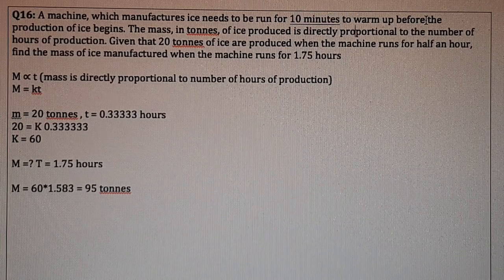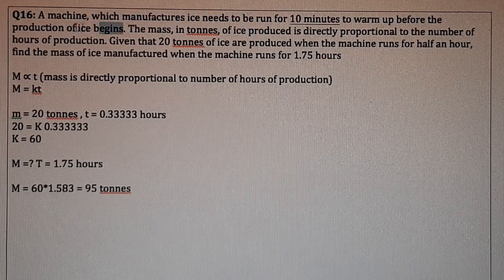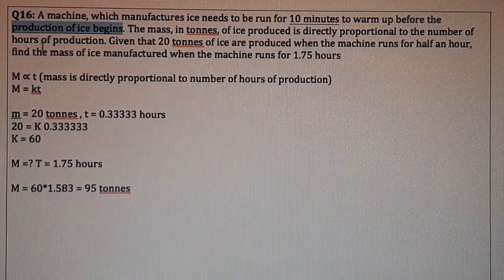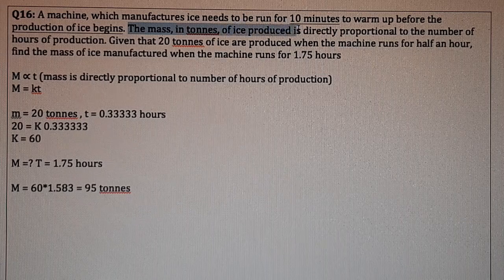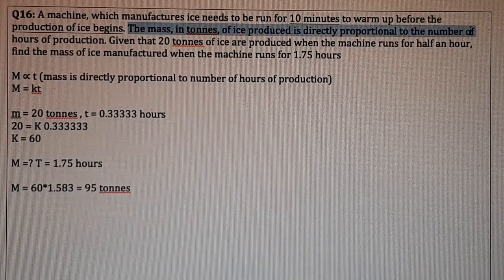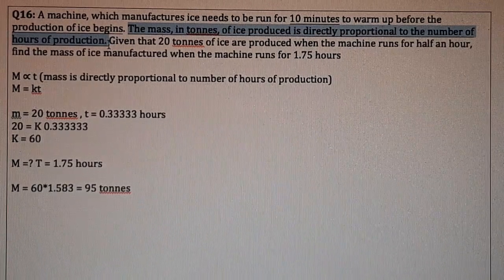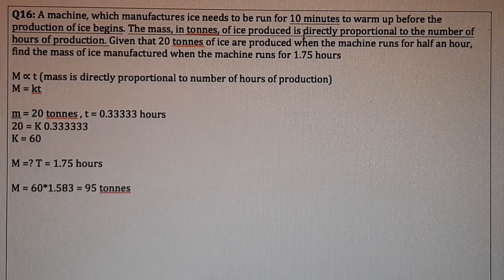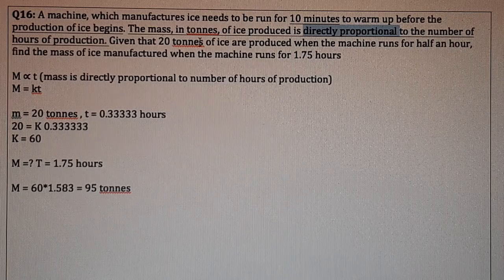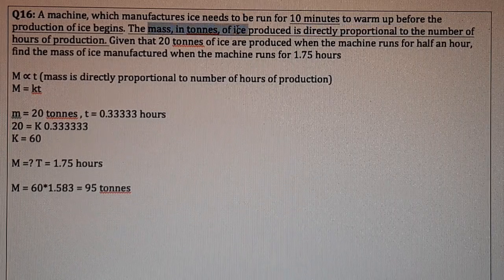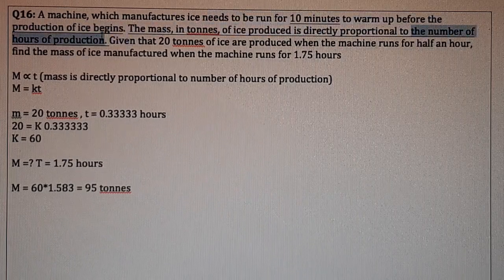Now the machine takes 10 minutes to warm up before the production of ice begins. So production of ice begins after 10 minutes. Another important thing over here. The mass in tons of ice produced is directly proportional to the number of hours of production. We have a direct proportionality here between two things, the mass of ice produced and the number of hours of production.